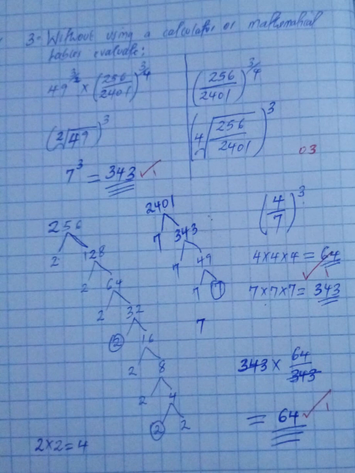So now I'll have a fraction of 4 over 7, where I have to find the cube of this fraction. Now the numerator, 4 cubed, or 4 multiplied by 4 by 4, is 64. Then 7 cubed is 343. So now my final problem will be 343 multiplied by 64 all over 343, where 343 will cancel out with the other 343, remaining with 64 as the final answer.